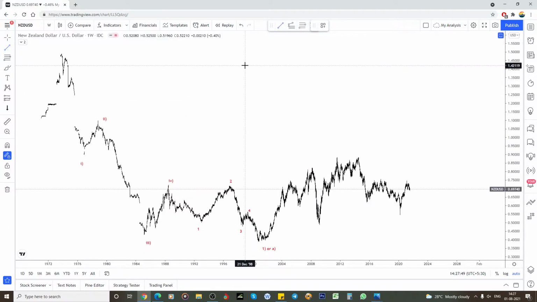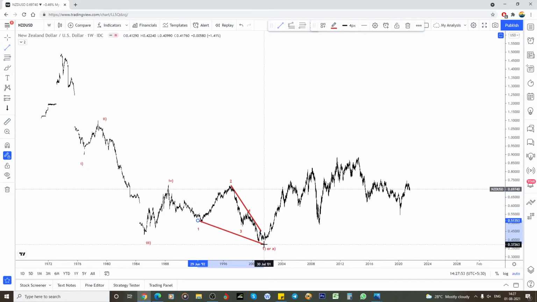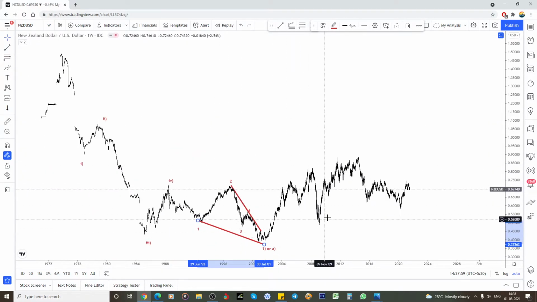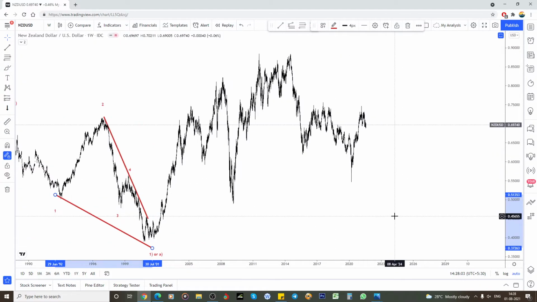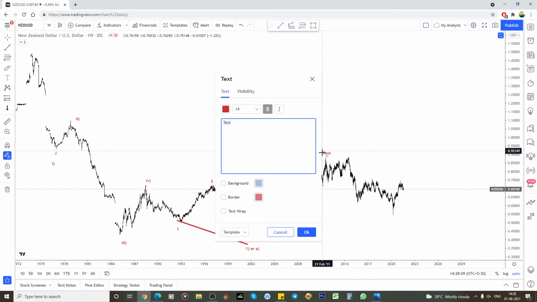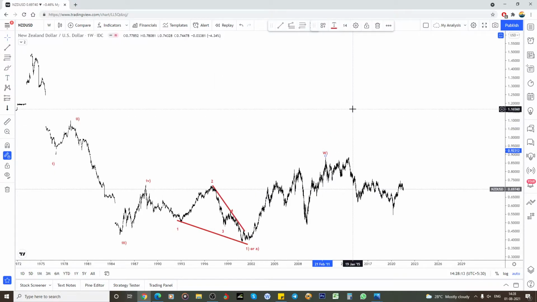So this is wave 1 or A. So we have to draw this line for the wedge formation. Here we already saw that three-wave structure. So now one more three-wave structure has to be done. But see, here we need to mark this as a W. This is intermediate wave W, right?